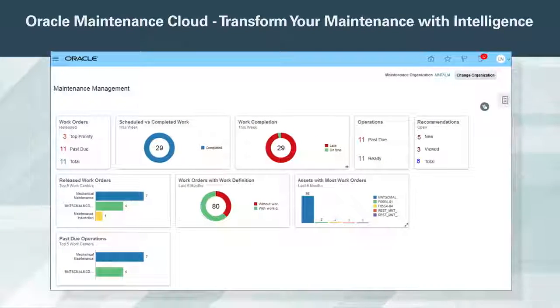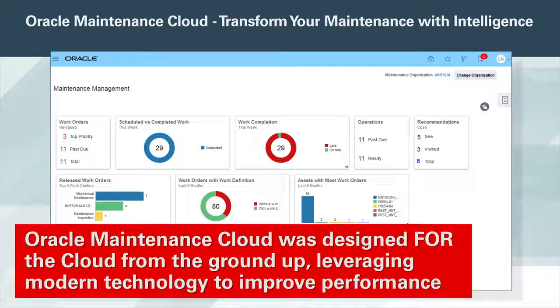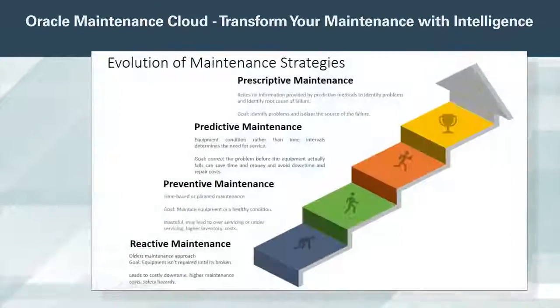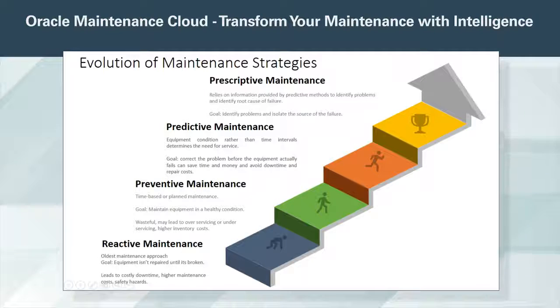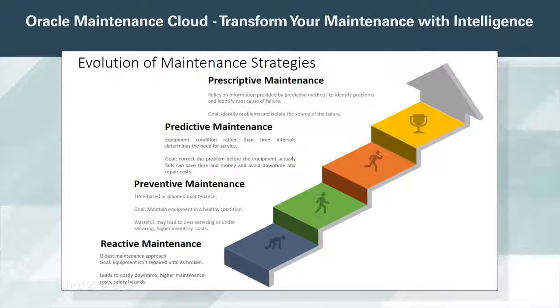Oracle Maintenance Cloud is an integrated enterprise asset management system that provides you with the ability to define and maintain assets, using maintenance processes that are consistent and repeatable. Oracle Maintenance Cloud was designed for the cloud from the ground up, leveraging modern technology to improve performance. Our vision for Oracle Maintenance Cloud includes capabilities to enable multiple maintenance strategies, from reactive to prescriptive. Maintenance Cloud's robust foundation and flexibility will support your maintenance journey as it evolves.